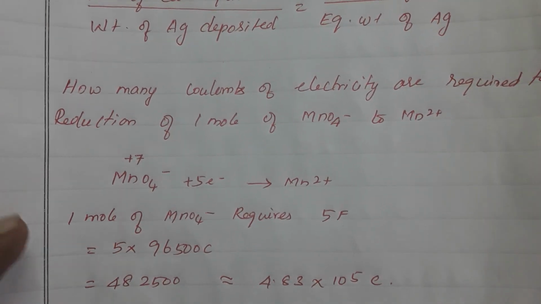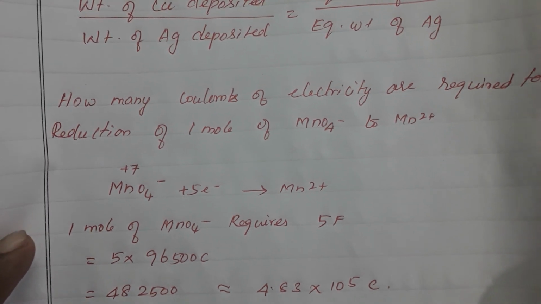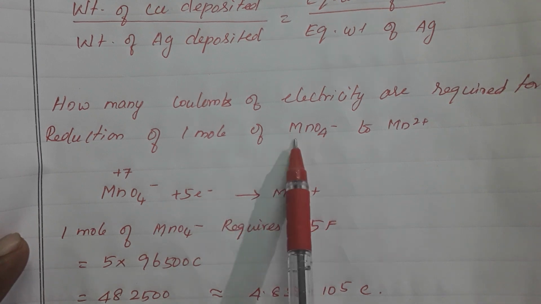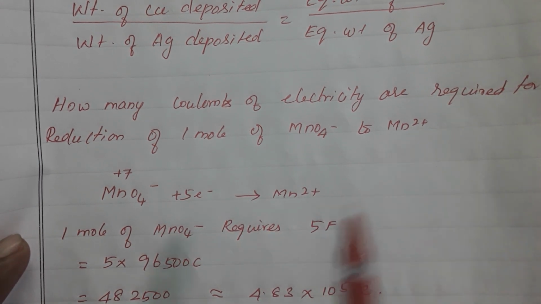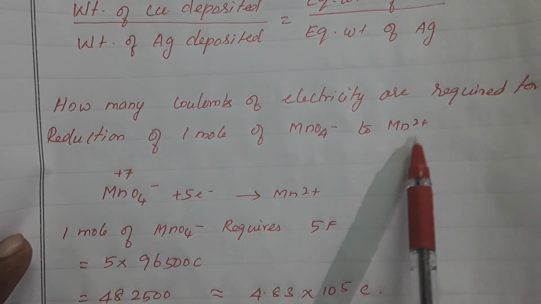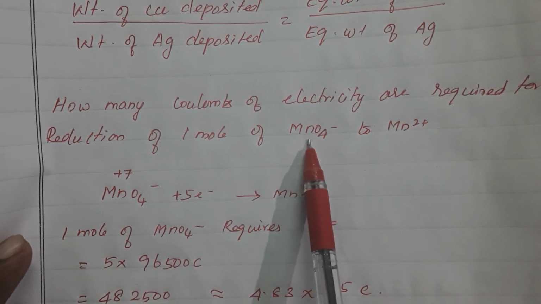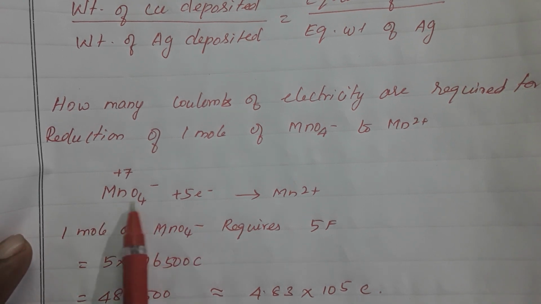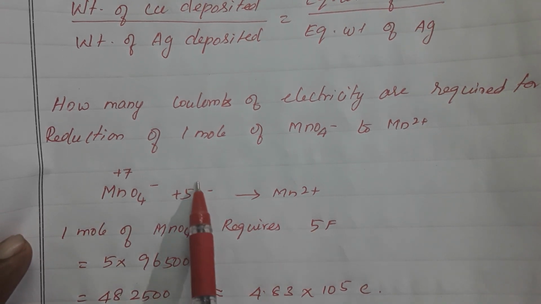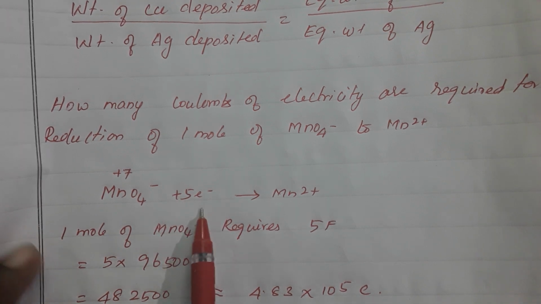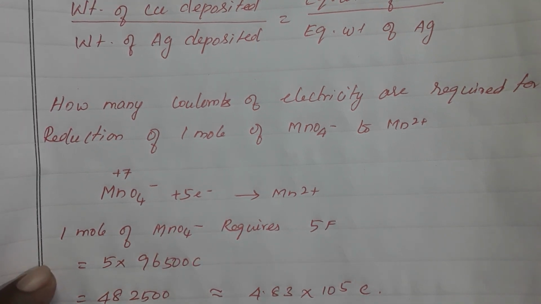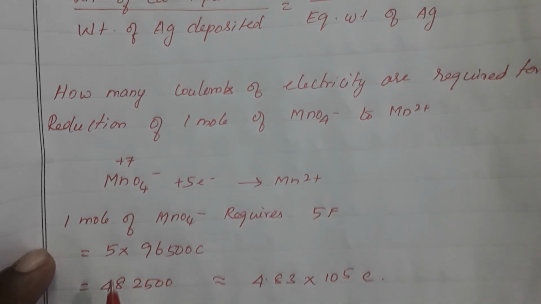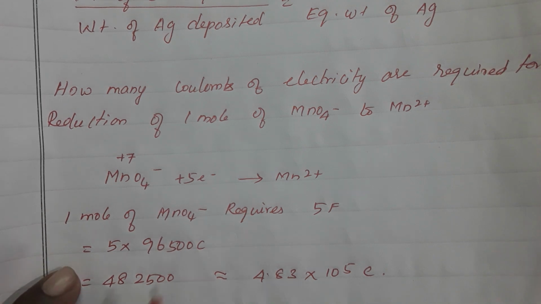Here I take one problem. How many coulombs of electricity are required for reduction of 1 mole of MnO4 minus to Mn2 plus? First find out the manganese oxidation state. Here its oxidation state is plus 7. By taking 5 electrons it is converted to Mn2 plus. That means 5 moles of electrons are needed for the reduction. 1 mole is equal to 1 Faraday, so 5 moles is equal to 5 Faraday. So it is 5 into 96,500 coulombs.